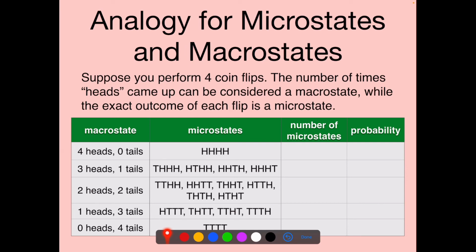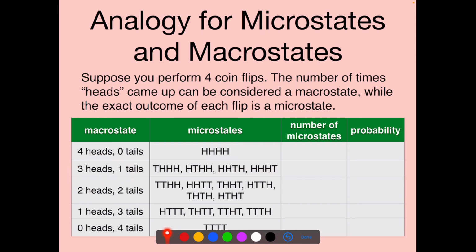But on the other hand, if I look at the macrostate where I get 3 heads and 1 tails, there are actually 4 different ways this can happen. So I can get tails on the first flip and then heads, heads, heads on the next 3. Or I can get heads, then tails on the second flip, and then heads, heads after that. Or I can get my tails on the third flip or on the fourth flip. There are 4 different ways that this can happen, where I get 3 heads and 1 tails. So we have 4 different microstates that correspond to this macrostate.